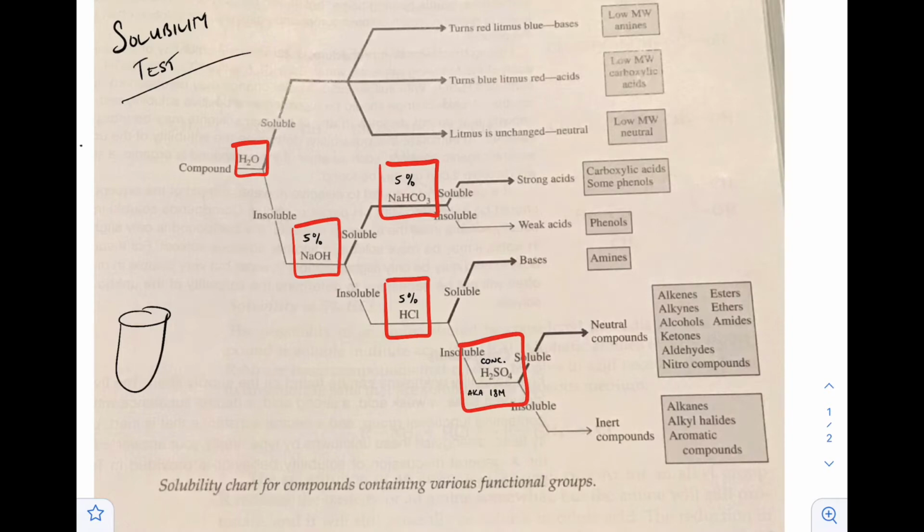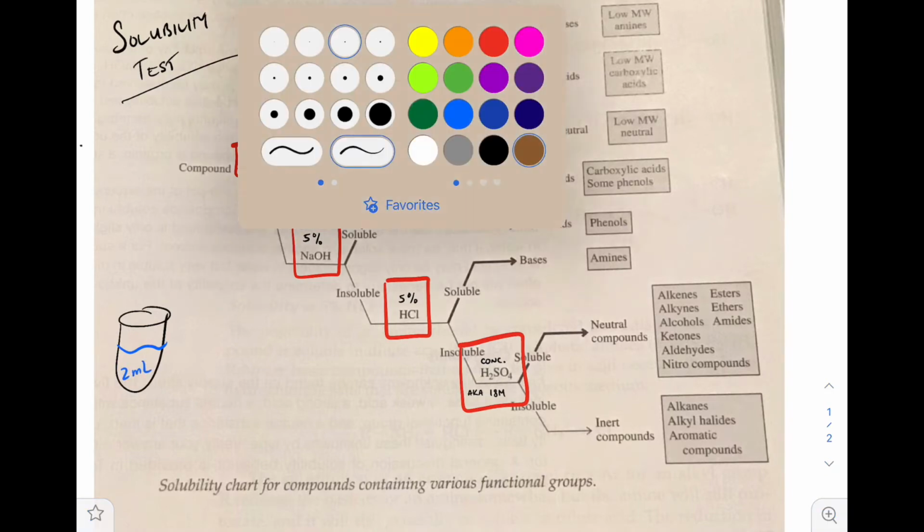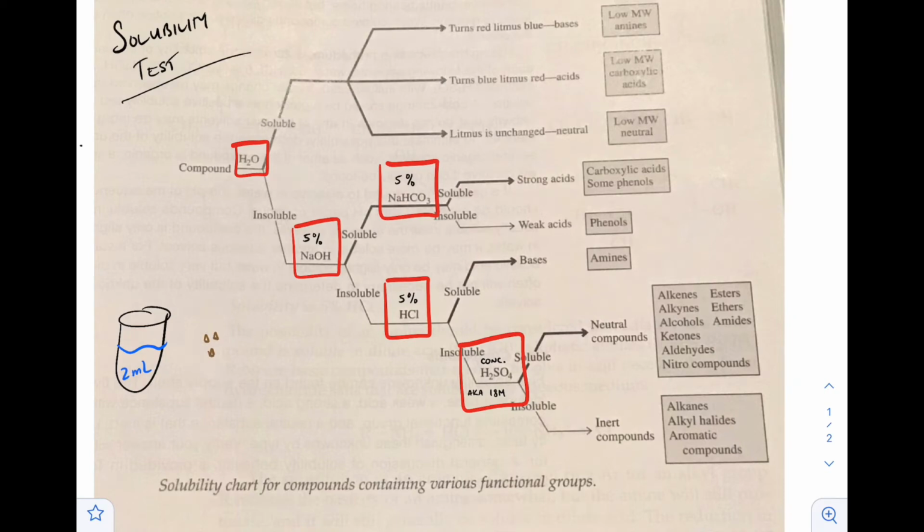So the first step, the easiest thing, where we're not wasting chemicals, is to hit a little bit of that unknown with some water. We have about 2 mL of blue water in a test tube, and let's say we have a brown solid. You want to put a tiny bit of that brown solid, or 1 drop of a brown liquid, into that 2 mL of water. Now observe what happens. Once you can determine that it is soluble or insoluble, then you follow the chart.